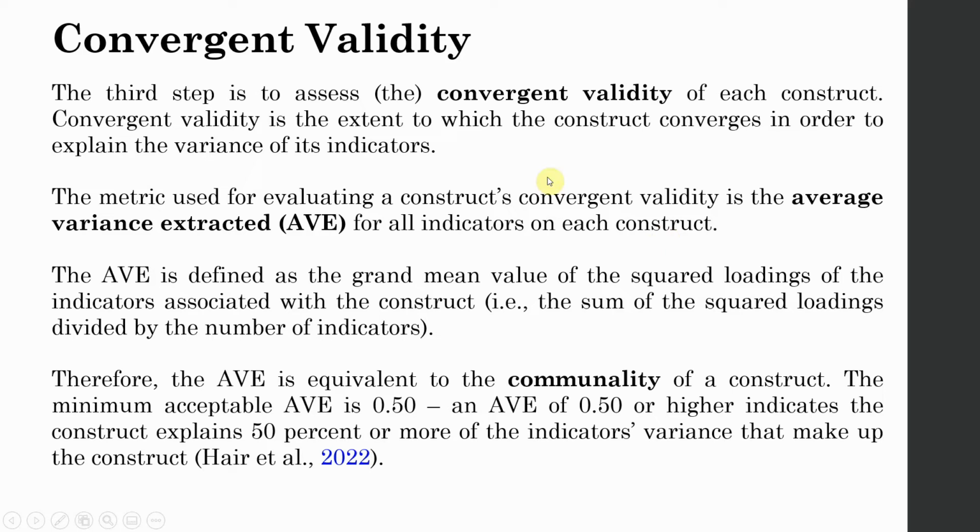Now this has to be done separately for all the constructs in your study. Therefore, your AVE is equivalent to commonality of a construct. The minimum acceptable value is 0.50. An AVE of 0.50 or higher indicates the construct has the ability to explain 50% or more of its indicators' variance. Moving on.